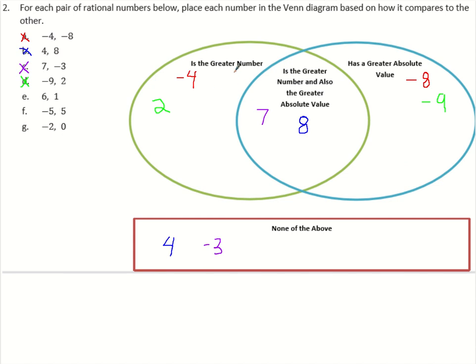And which one's the greater number? That's going to be 6. And 6 also has the greater absolute value. Absolute value of 6 is 6. Absolute value of 1 is 1. 6 is still greater than 1, so 6 is going to go in here. And 1 plops into my none of the above category.